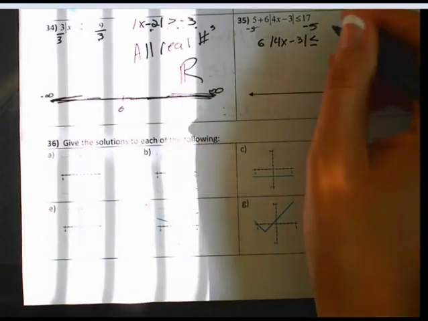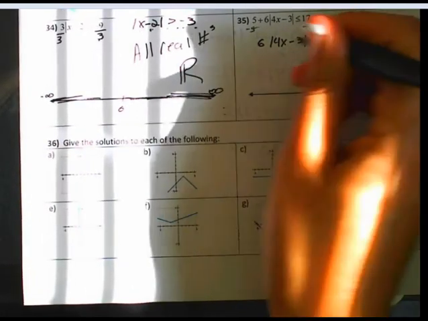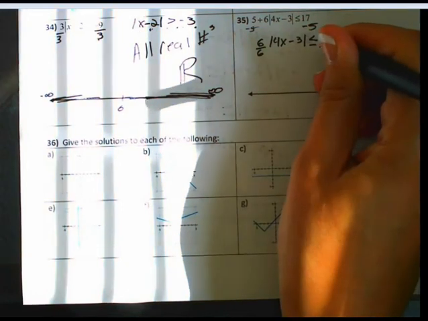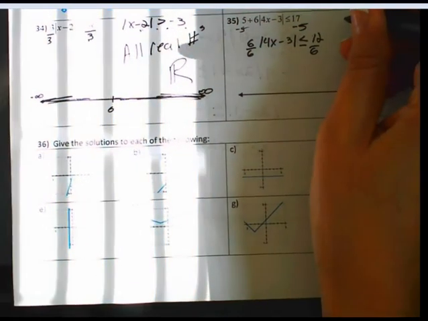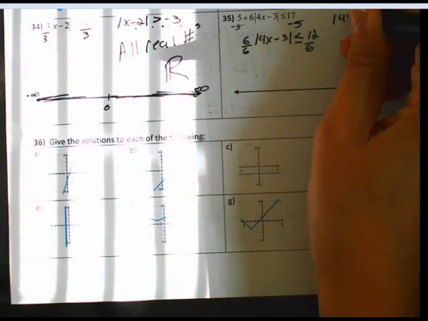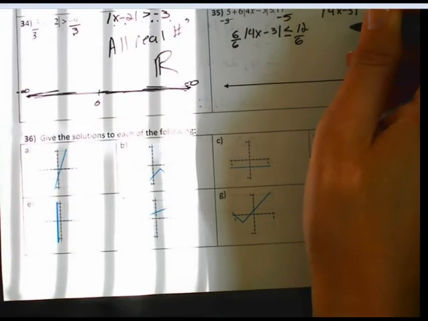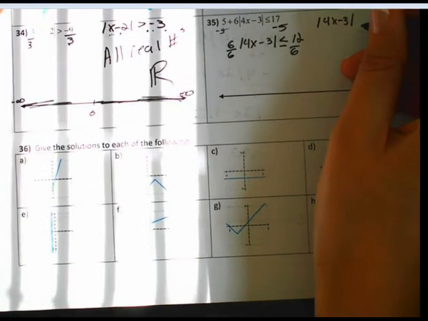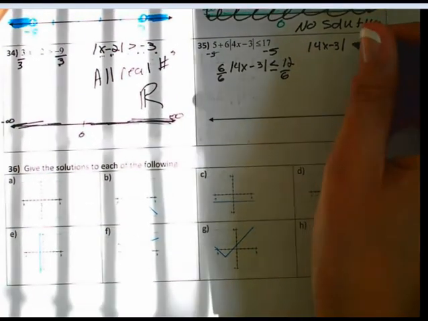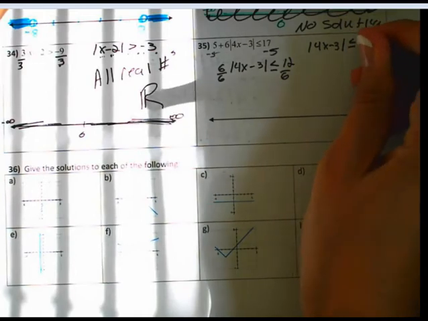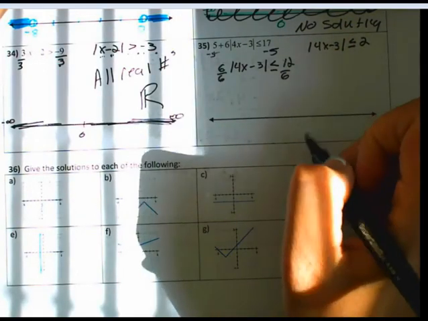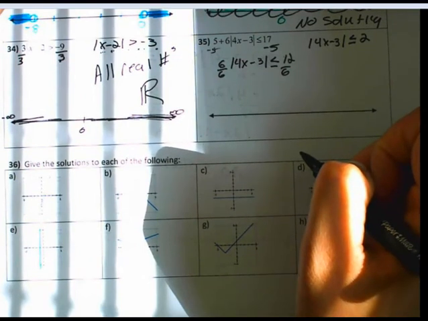Okay, so that's less than 12 divided by 6. So the absolute value, I'll write it over here, absolute value of 4x minus 3 is less than or equal to 2. Okay, check for special cases. In this case, there's no special case in this one.